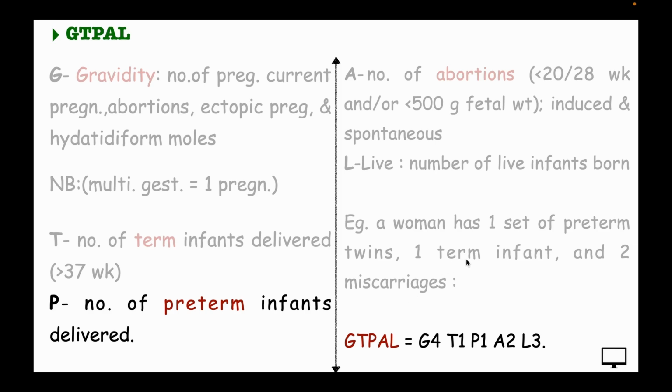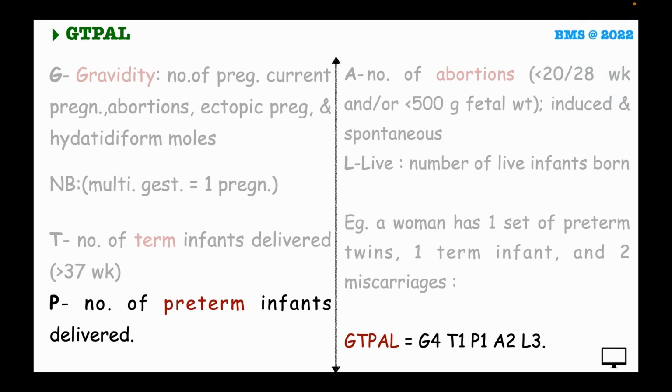Now, she had one term infant giving her term 1, and she's had one set of preterm twins, making her P1. And because she's had two miscarriages, she's had what? 2 abortions. Now, when we count the number of babies born alive, we are going to have 3 because the preterm twins gave us 2 babies and the one term infant gave us 1, making 3 live births.